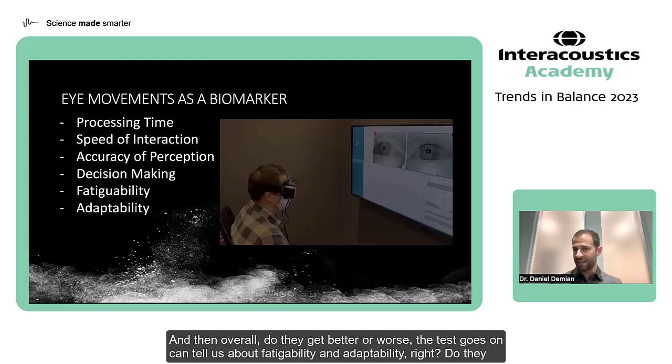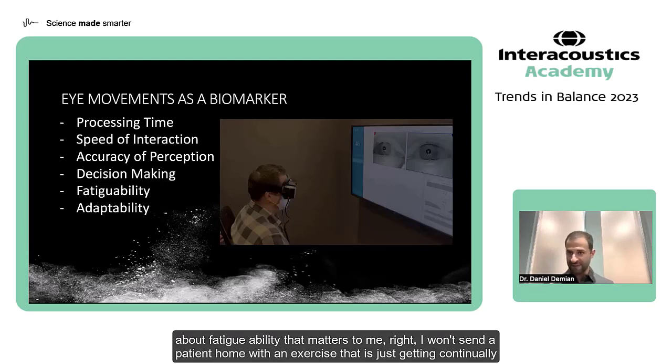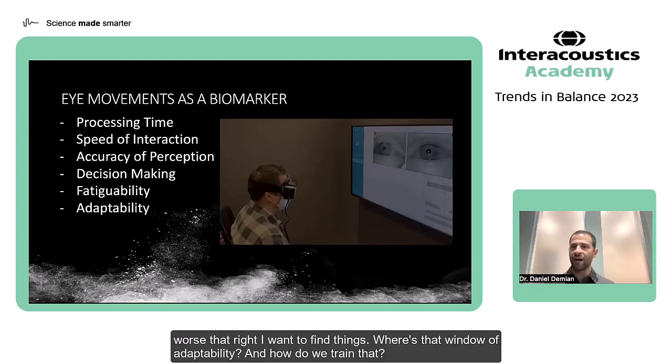And then overall, whether they get better or worse as the test goes on can tell us about fatigability and adaptability, right? Do they get better as the test goes through? Are they learning? That's adaptability. And do they get worse? That can tell us about fatigability. That matters to me, right? I won't send a patient home with an exercise that they're just getting continually worse at. I want to find where the window of adaptability is and how we train that.